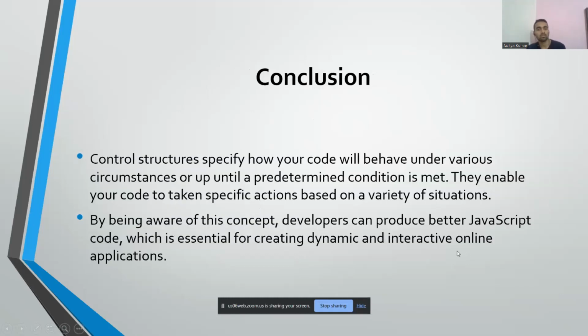The conclusion: control structures specify how code will behave under various circumstances until a predefined condition is met. They enable your code to take specific actions based on a variety of situations. By being aware of this concept, developers can produce better JavaScript code, which is essential for creating better applications. Now let's look at the demo.